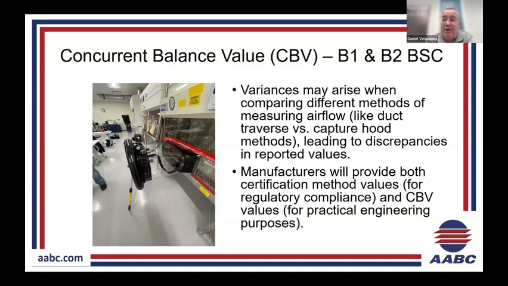It'll be published for a B1 and B2. They will have this published. Baker Company, they'll have the CBV right on the nameplate. So when you're doing a balancing job and you see a B2 bio cabinet on the drawing and you're doing it by a duct traverse, you're going to traverse it to the concurrent balance value, whereas a certifier will come through and test it for a different airflow.